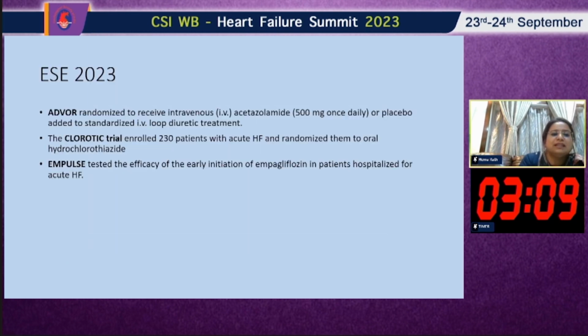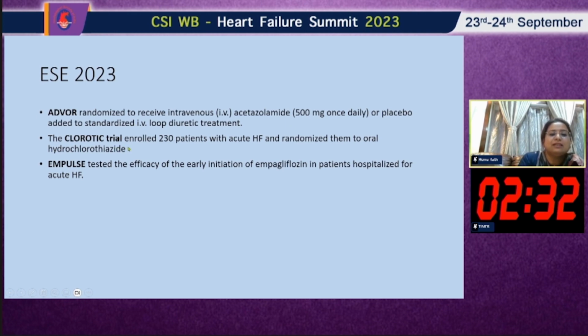So what does the ESC... oh, sorry, it's a typing mistake. It is ESC 2023. The ADVOR trial randomized patients to receive intravenous acetazolamide or placebo added to standard IV loop diuretic to enhance its efficacy. It did not meet the primary endpoints of decreased symptoms of congestion and increased sodium output at 3 days. It just reduced the hospital stay by less than 24 hours. Apart from that, it did not show any kind of benefit.